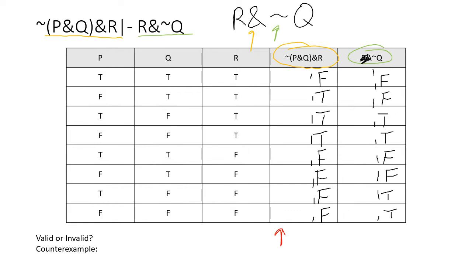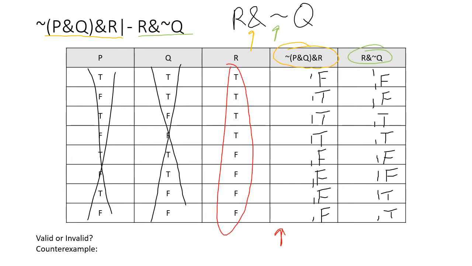Now, we can just add in our tilde, or sorry, our ampersand with the R. So we're going to just ignore those. This is our left side. This is our right side. We're going to look for instances in which they're both true. Well, here they're both true. Here they're both true. And those are the only ones. And so it'll be true and true.